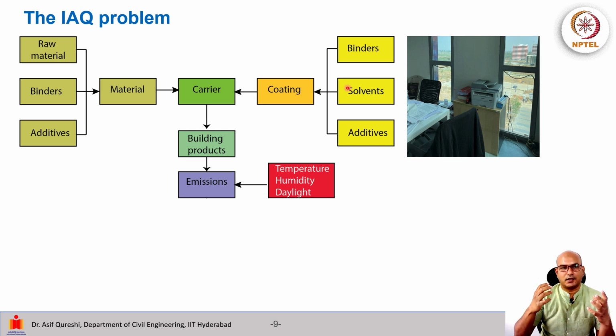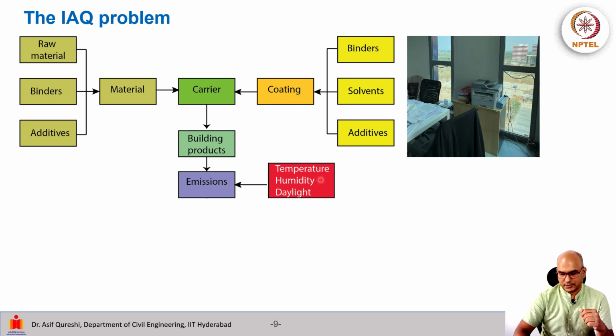So we have the raw material coming in, we have the building material as a result of material, binders and additives. Then we have applied coating. Eventually we have a building product inside a building, and then the emissions are governed by the incident daylight, then the conditions within the environment, so could be temperature, could be humidity. So all these things are now leading to some emissions.